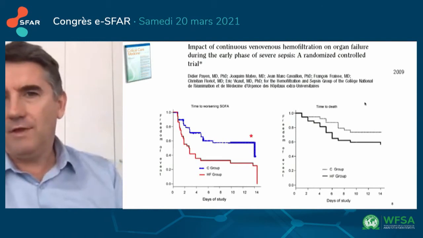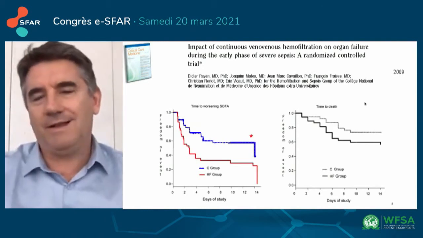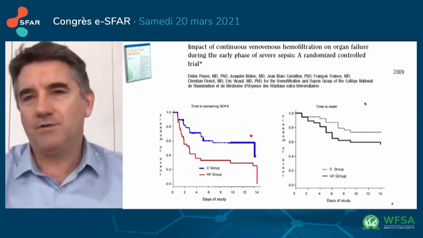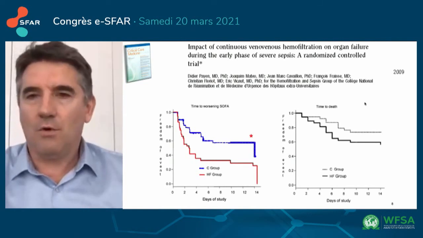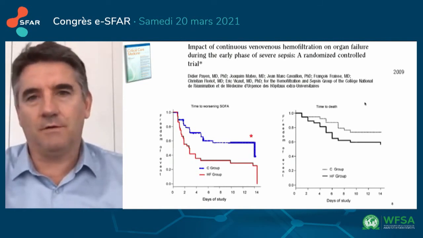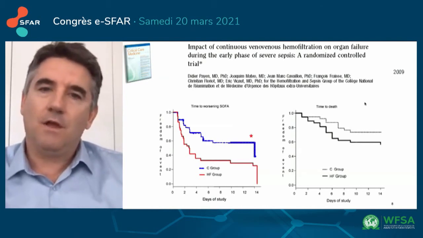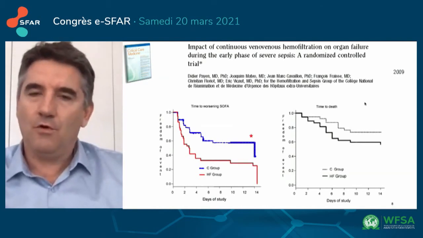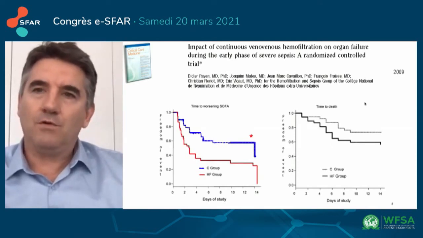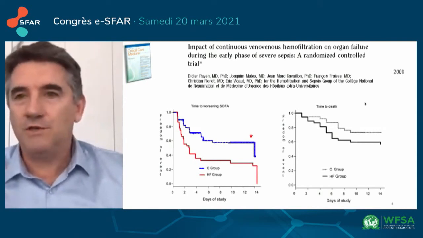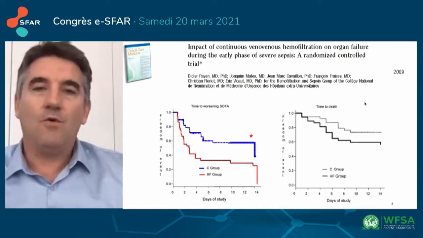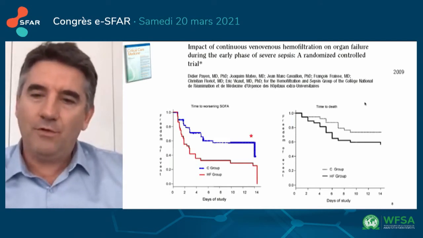In this study by Didier Payen, clearly the septic patients without acute kidney injury who received renal replacement therapy had worse outcomes than patients who had no renal replacement therapy. And clearly, if you have sepsis or another condition, inflammation or other, without acute kidney injury, probably you don't have to start renal replacement therapy.